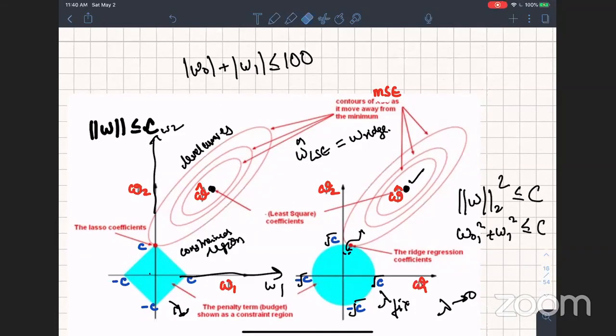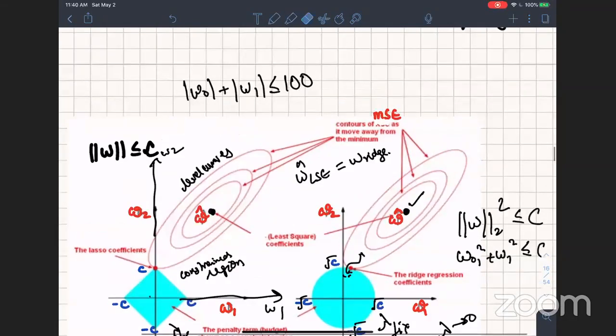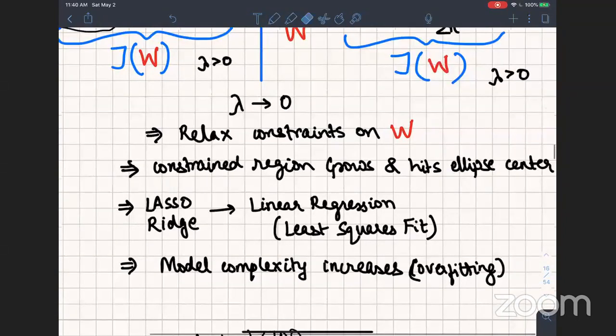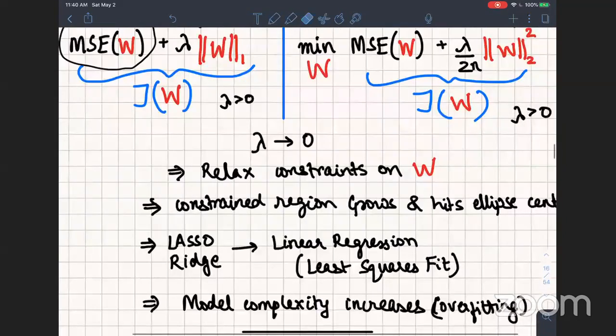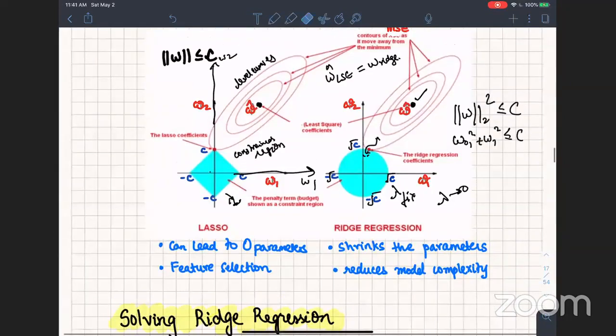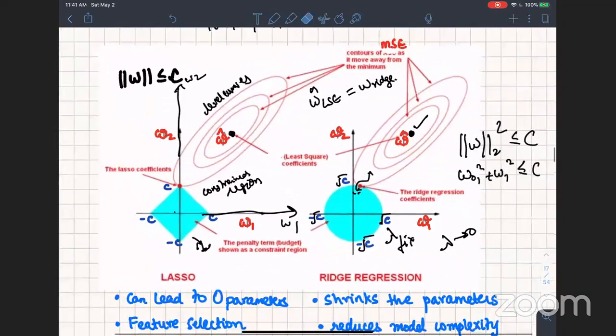Lambda equal to 0 means no regularization. Lambda is equal to 0.001, 0.01, 0.1, 1, 10, 100, etc. The one that gives you best performance on validation data, that was the right lambda. Okay, sir. So one more question.